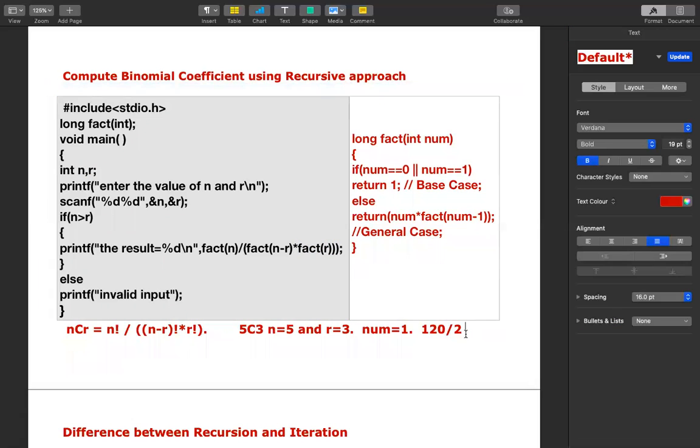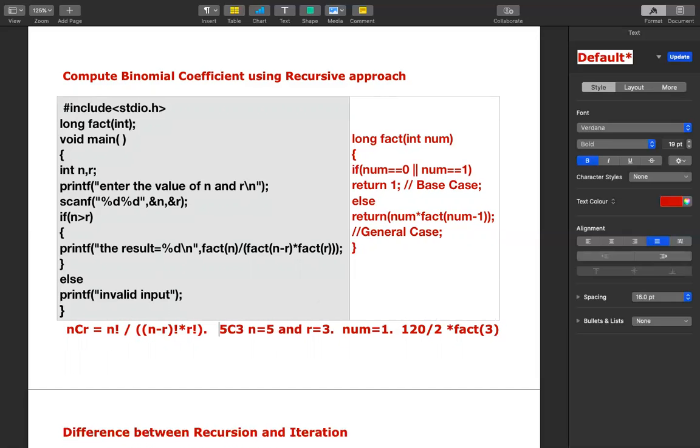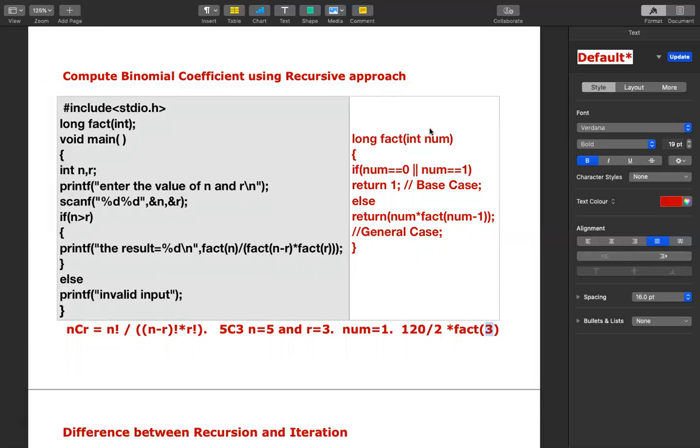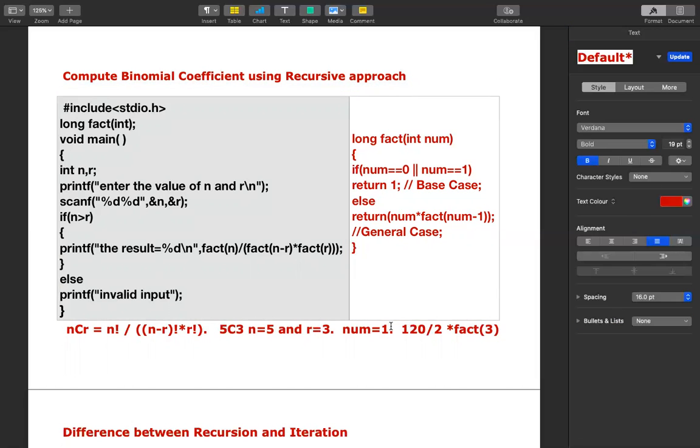What is fact of r? So it has solved till here. Fact of r value is what? r is equal to 3. So it has to solve fact of 3. As I said, you already know what the function is. Now 3 is the value of the parameter. So this 3 is copied to which parameter? Num. Okay, you're calling the function, so num value becomes 3. Now we need to find out fact of 3.